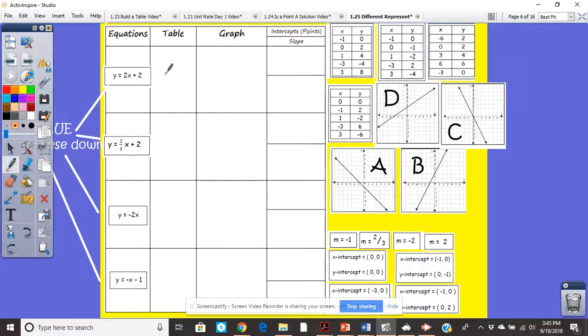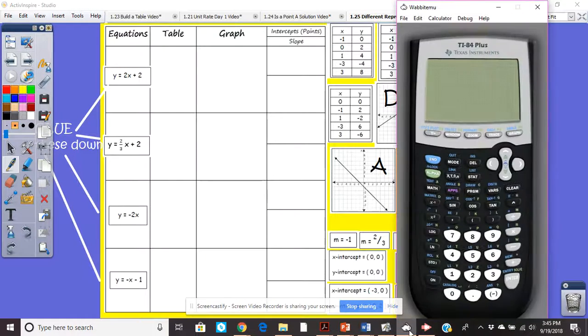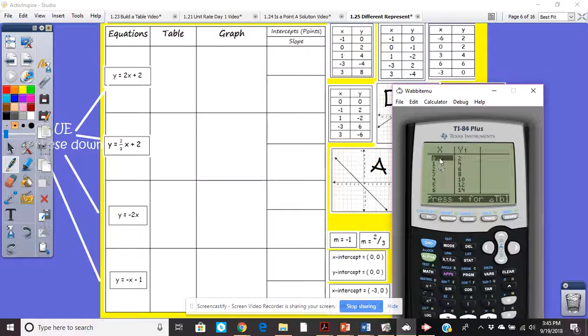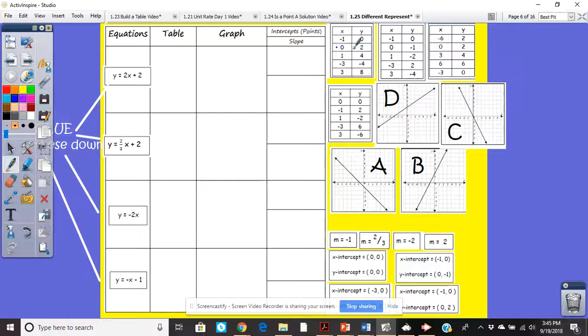So to find the table that's going to go with this equation, if you remember, we can go to y equals and we can type this equation in. And then once we type it in, we can go second graph, and it's going to build the table for us. So if we look at our tables, we've got to find one that matches up here. So when x is 0, y needs to be 2. So that would be this first graph right here. When x is 0, y is 2. So this table would go right here.